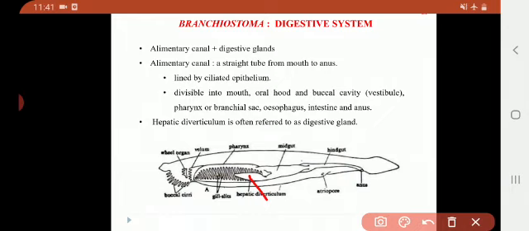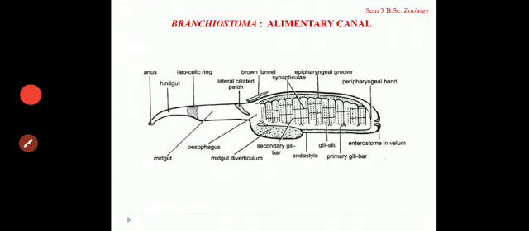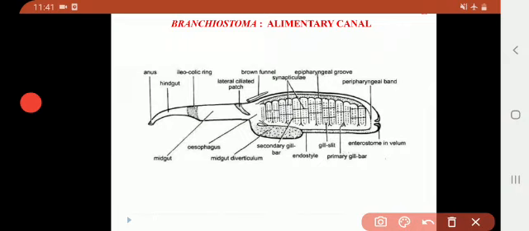So I hope the whole part is clear to you. Now this is the structure. You can see the alimentary canal. Here we have only the alimentary canal being given, so we can't find the oral hood.